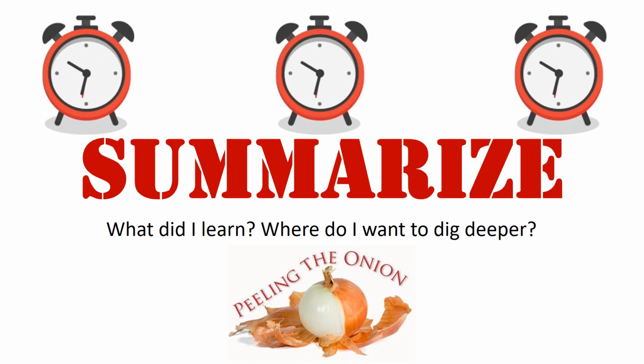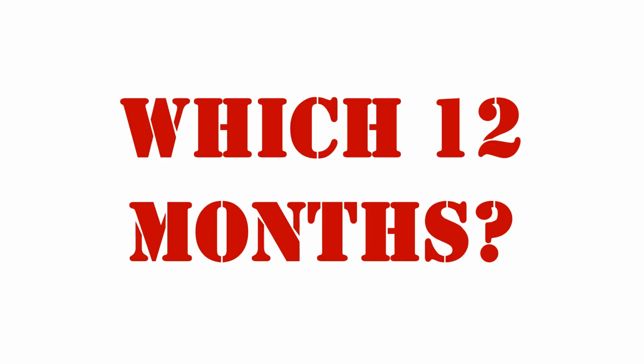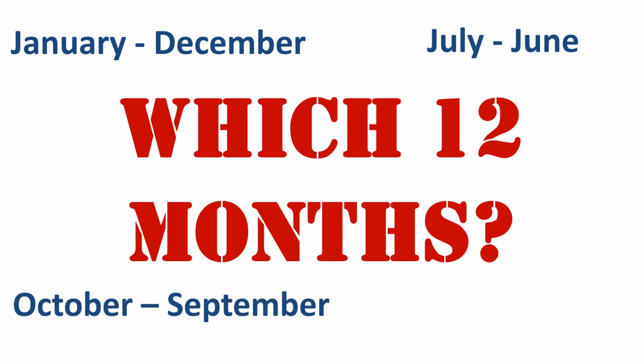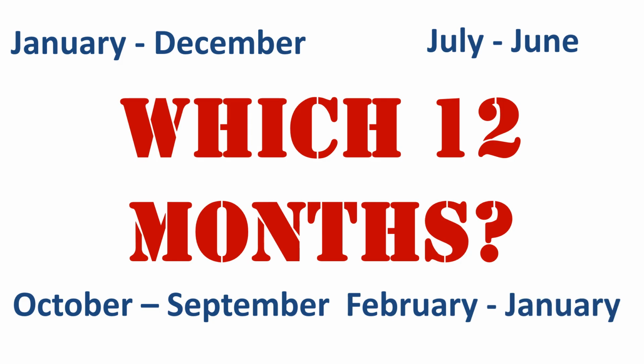Bonus tip: calibrate what you are looking at. An annual report covers 12 months, but which 12 months? Many companies report by calendar year, from January through December. There are a lot of exceptions, where companies define their fiscal year differently. For example, Microsoft's fiscal year runs from July through June. Apple's fiscal year runs from October through September. Walmart's fiscal year runs from February through January. Make sure you check the dates to know what you are looking at.